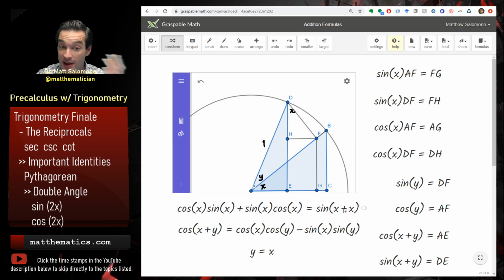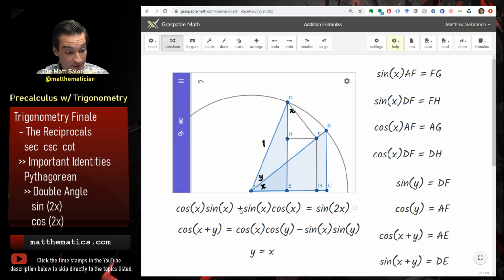And take a look at what happens. x plus x is going to give me 2x. And on the left-hand side, I've got cosine of x times sine of x plus the sine of x times the cosine of x. Those two are exactly the same as one another. Sine times cosine, cosine times sine. Multiplication is commutative, so those are like terms.